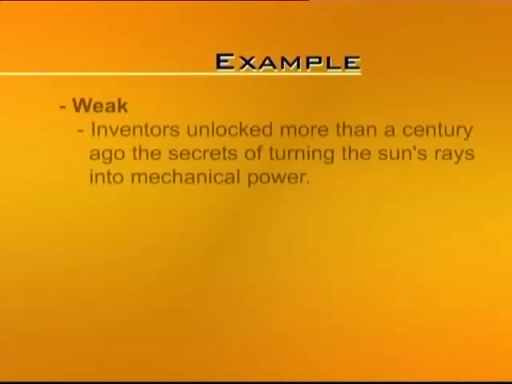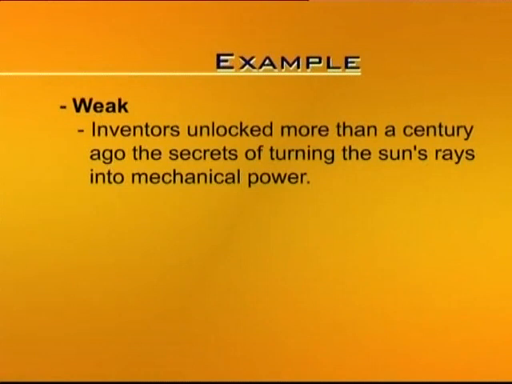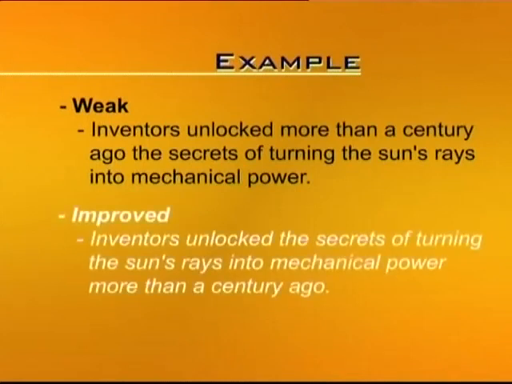Similarly, a weak sentence would be where you say, inventors unlocked more than a century ago the secrets of turning the sun's rays into mechanical power. Now, the improved way of saying this sentence would be, inventors unlocked the secrets of turning the sun's rays into mechanical power more than a century ago.